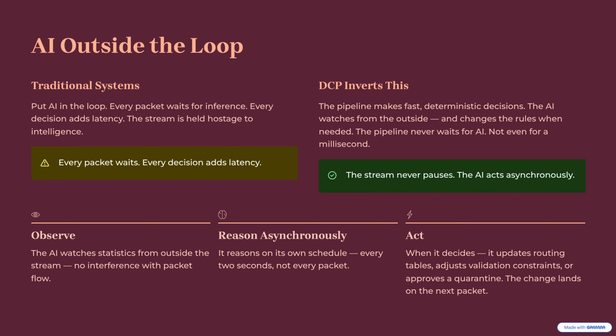The AI watches statistics from outside the stream, no interference with packet flow. It reasons on its own schedule, for example, every 2 seconds, not every packet. When it decides, it updates routing tables, adjusts validation constraints, or approves a quarantine. The change lands on the next packet.